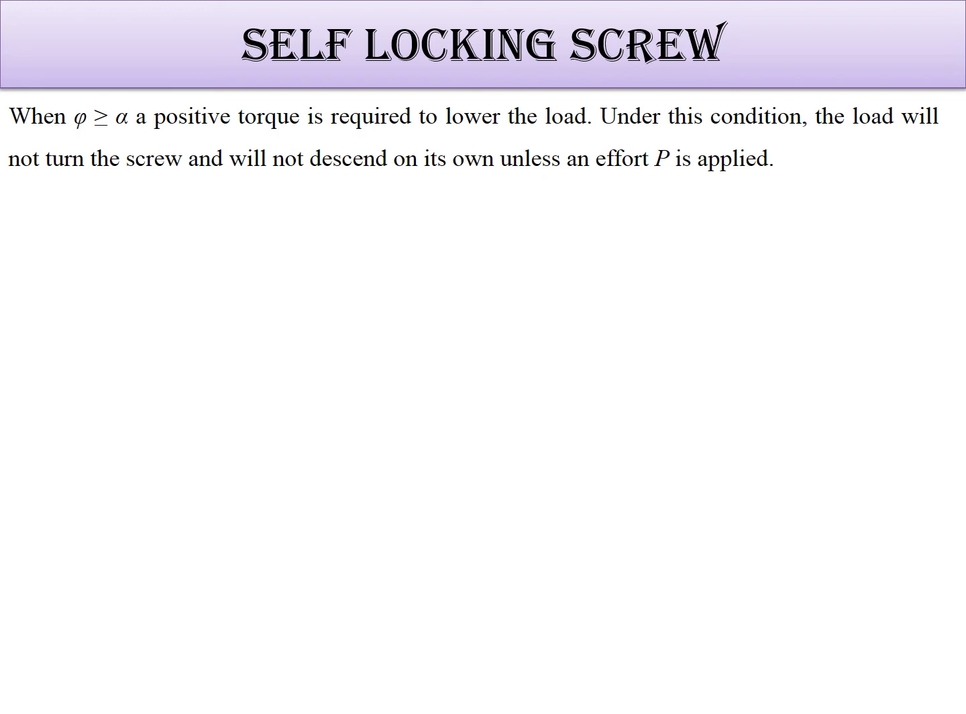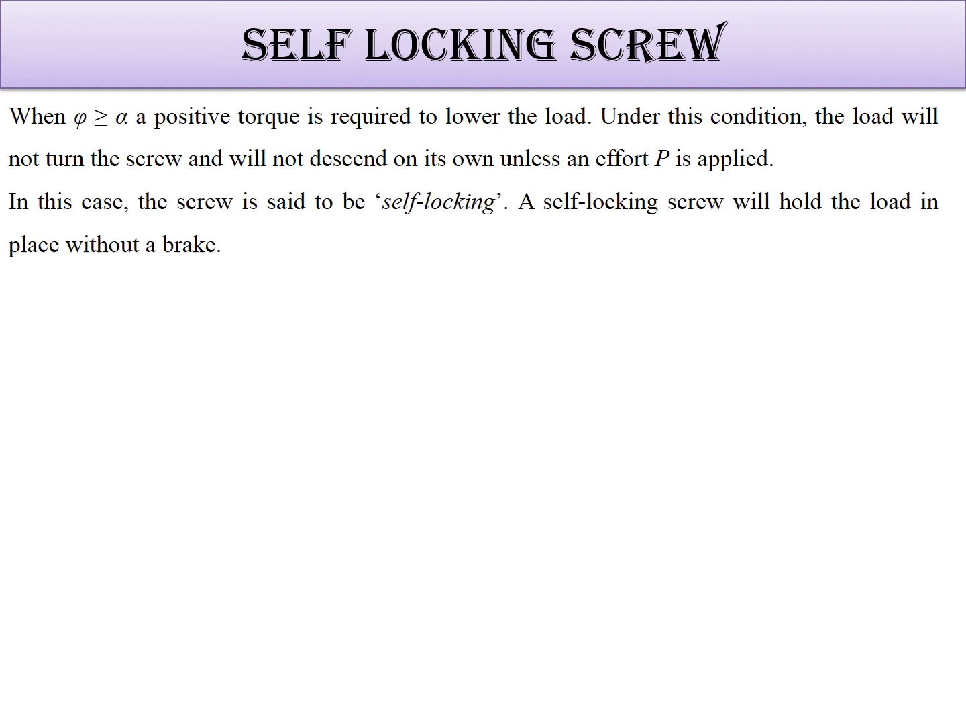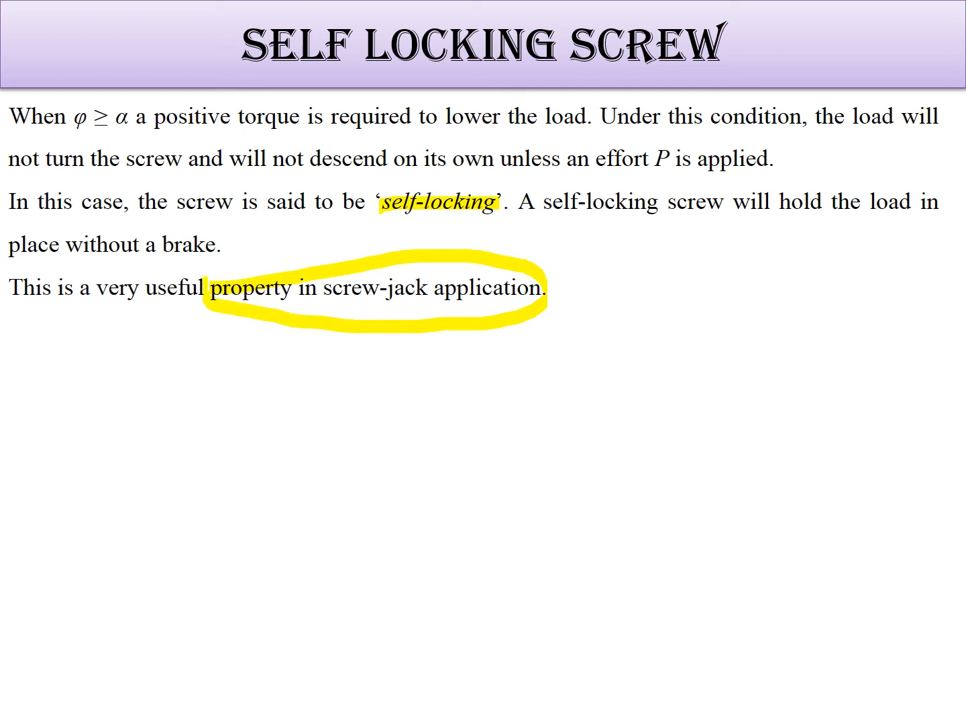Now when phi is greater than or equal to alpha, a positive torque is required to lower the load. Under this condition, the load will not turn the screw and will not descend on its own unless an effort P is applied. This is known as the self-locking screw. That means until and unless you give an effort, the load will not rise or lower by itself. This is a very useful property in the screw jack application.